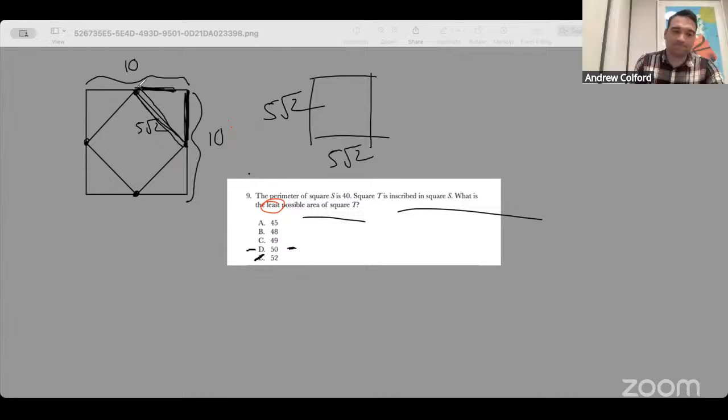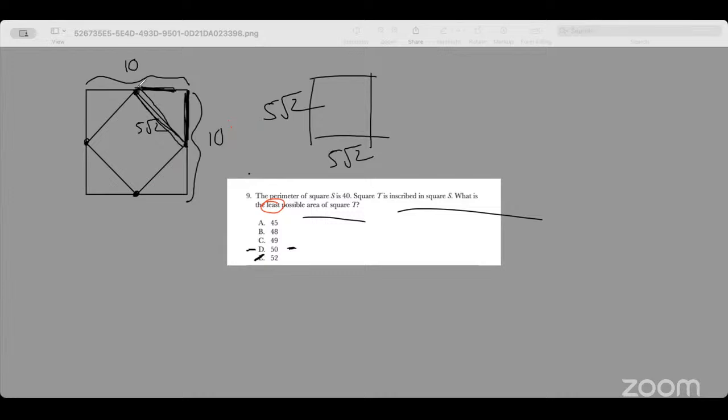Okay, that makes sense. I was tripped up on how to actually draw the square inside the square. I didn't understand how to do that.